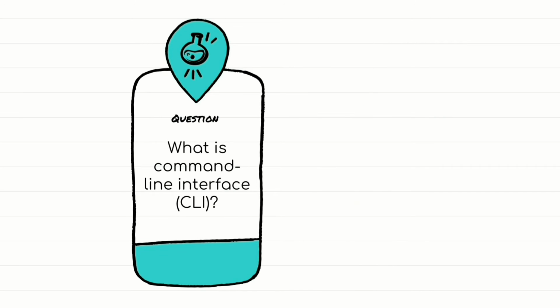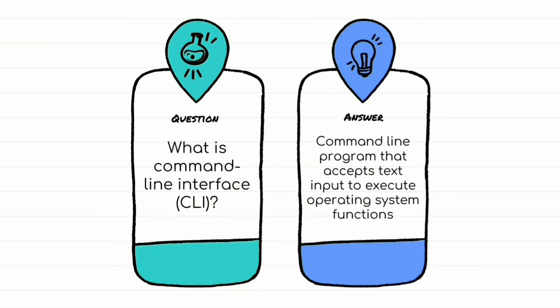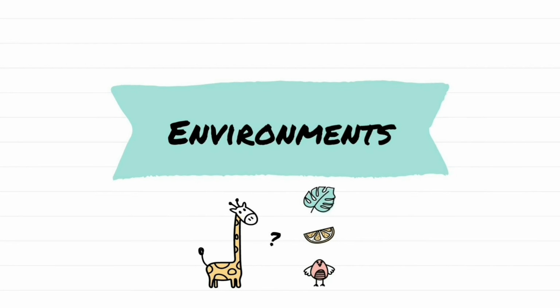In today's computers, we interact with computers using Graphical User Interface, GUI. It's more user-friendly to use. But before the arrival of GUI, people used Command Line Interface, or CLI, to interact with computers. As we're now used to the simpler version of interface, many of us may not even know what CLI is. Simply put, it's a command line program that accepts text input to execute operating system functions. Common CLIs are Command Prompt and PowerShell in Windows computers, Terminal in Mac OS computers, and Bash in Linux computers. This computer jargon should be sufficient.